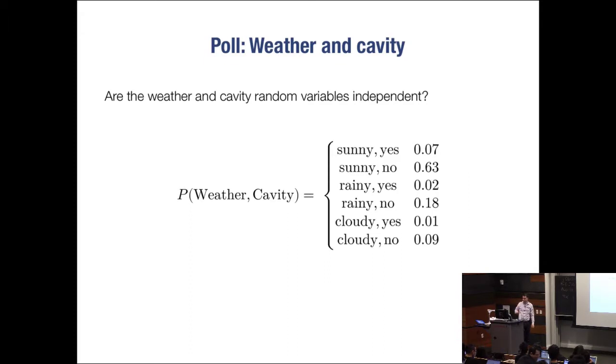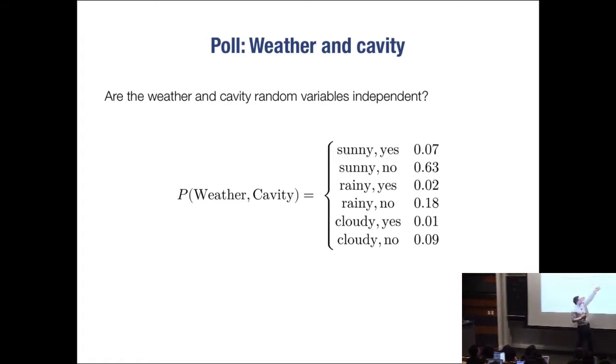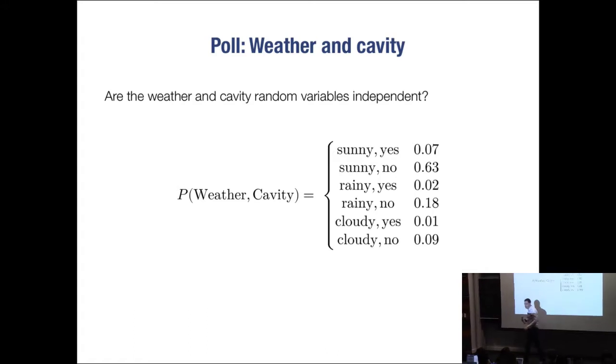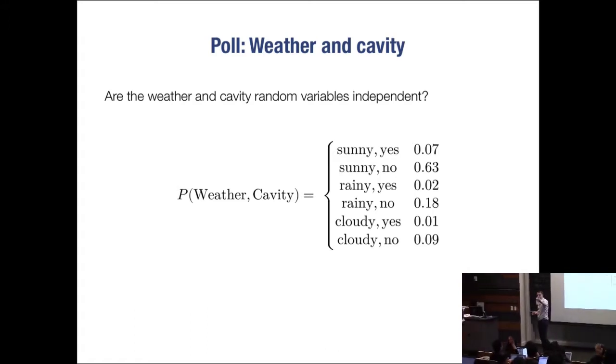Okay, they're not independent because the probability of it being sunny changes when I see the cavity value. If it's sunny and no, that probability is 0.63, and sunny and yes is 0.7. So different, so they're not independent. Okay. Does anyone else want to chime in?